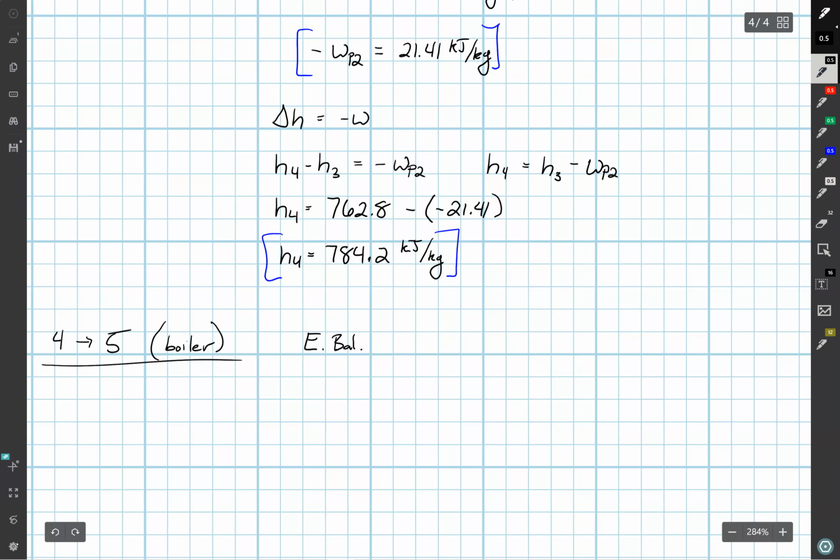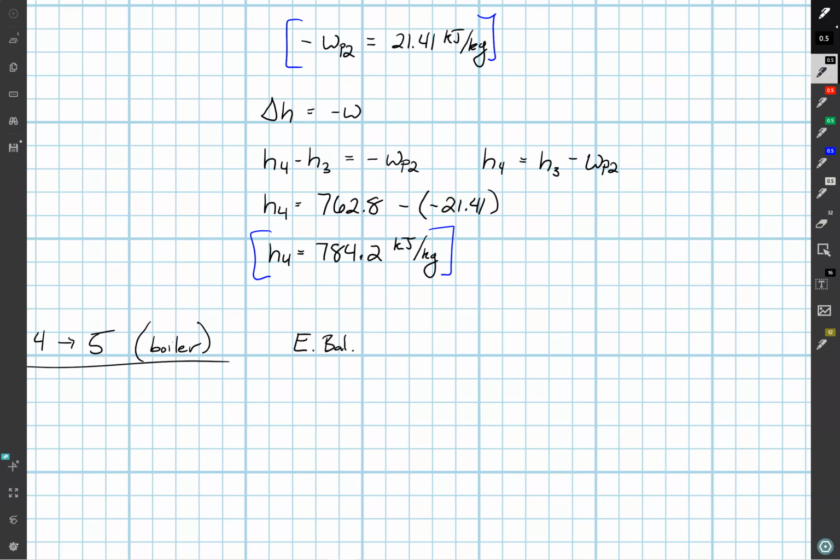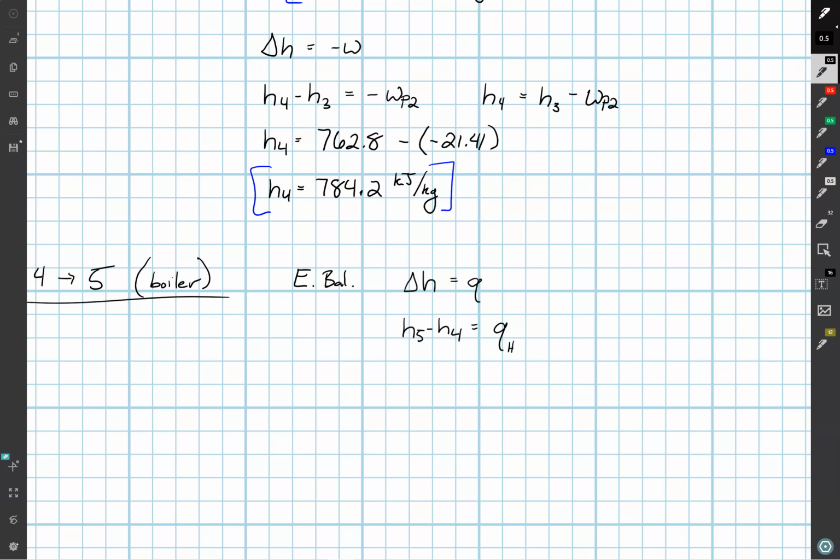So our energy balance, again, I'm going to just jump right into the meat of the energy balance. If you want to take a minute, go back and solve that and then hop back in the video. Now would be the time to do that. Okay, so I'm going to jump right into the energy balance here and use this simplified form, delta H equals Q. Or in this case, delta H, H5 minus H4 equals Q, which is the specific heat input of our boiler.